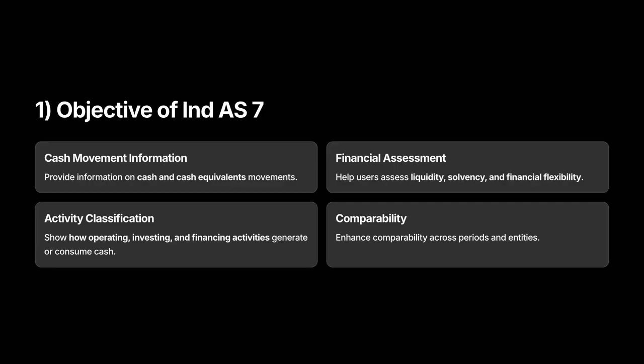Objective of IND AS 7. The purpose is simple: show how cash actually moved. It gives users insight into liquidity, solvency, and financial flexibility. You'll see how operating, investing, and financing activities generate or consume cash. Good cash flow reporting improves comparability across periods and across companies.